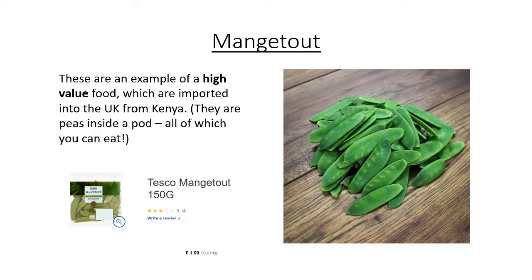Mange 2 is what about Kenya? These are an example of a high-value food which are imported into the UK from Kenya. Just in case you're unaware, they're on the screen there. They are little kind of peas inside a pod, all of which you can eat, and they are a high-value food compared to other products of similar weight and similar size and similar quantity of food. They are more expensive, not crazy expensive, but certainly slightly more expensive, so they class as a high-value food.